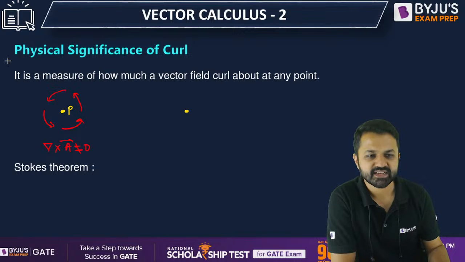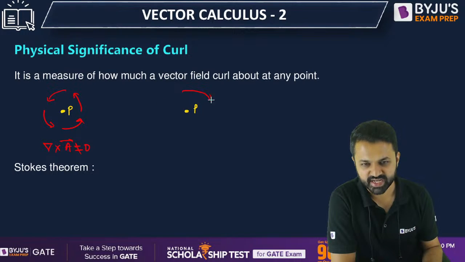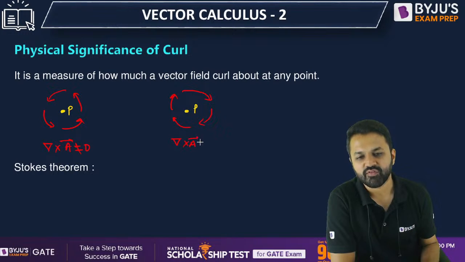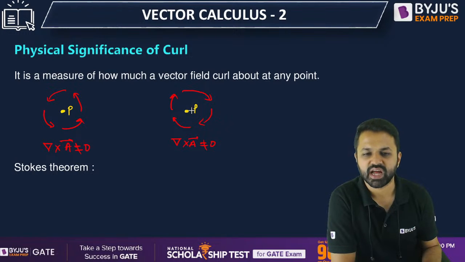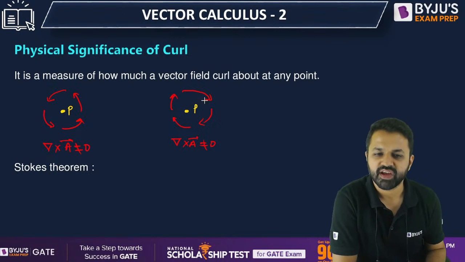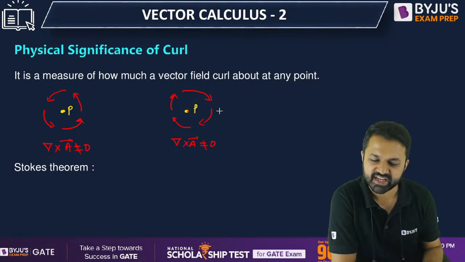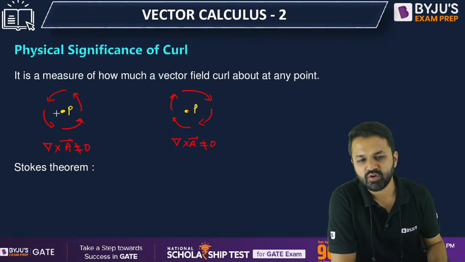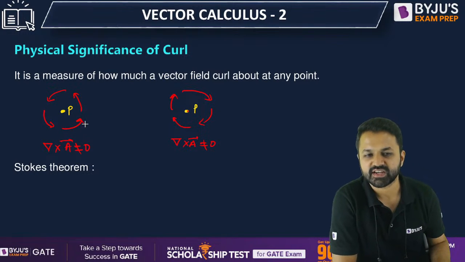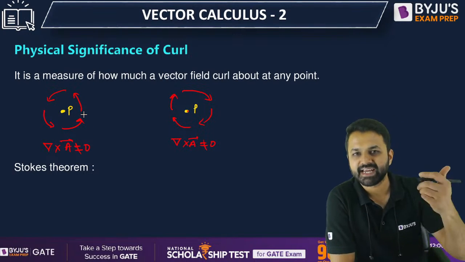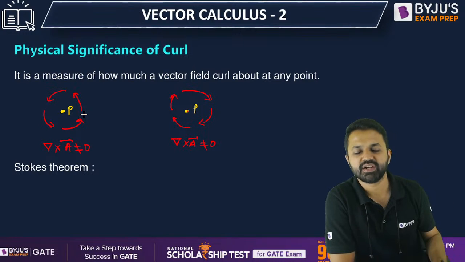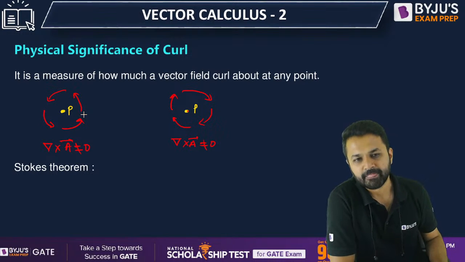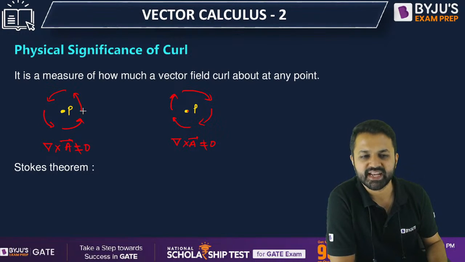Now you can ask, sir, do we get the same result when the vector is rotating in the clockwise direction? So the answer is yes. The curl of a vector is again non-zero when you calculate the curl about the point P if the vector is rotating. According to the rotation of the vector about the point P, the direction is changed, but the magnitude will be non-zero. Okay, the result will be non-zero, only the direction will change.